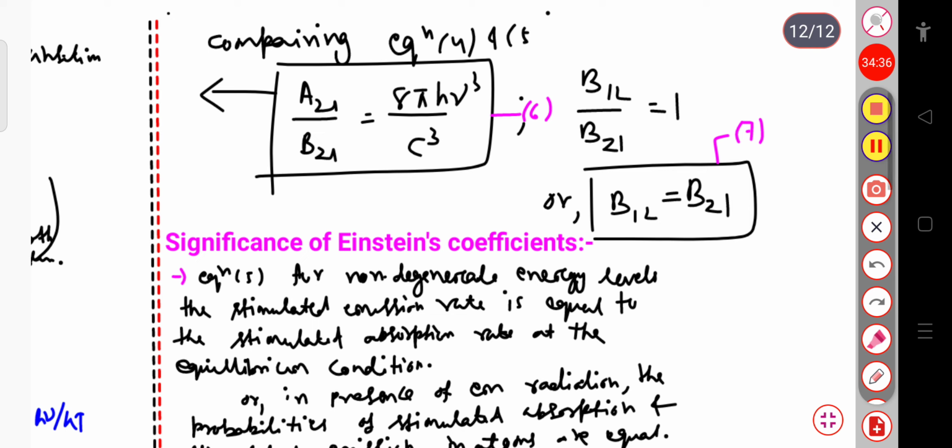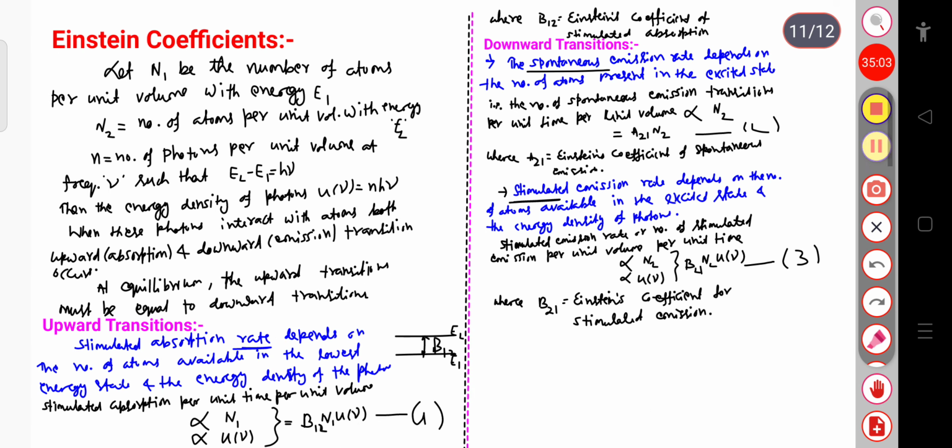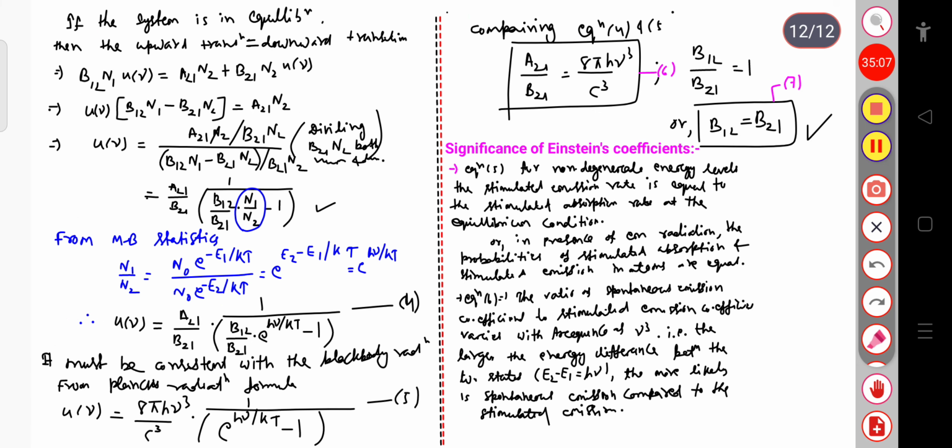This is the significance of the Einstein's coefficient. We have also discussed B12 equal to B21, that is, the stimulated absorption equals the stimulated emission in the case of non-degenerate energy levels in the equilibrium condition. So this is all about the Einstein coefficient and its significance.